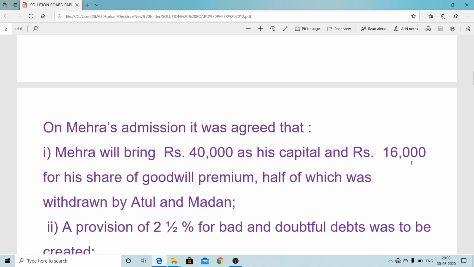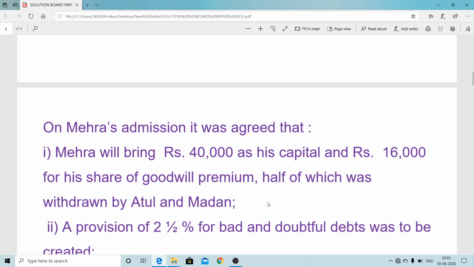We will apply the premium method. The entry is bank account debit to premium for goodwill. Second entry: premium for goodwill account debit to the sacrificing partners' capital, or old partners, within brackets sacrificing ratio. So that will be distributed, and half of which is withdrawn by the old partners. Both the partners have sacrificed. When you find out the sacrificing ratio, you will come to know that both partners have sacrificed and both got the benefit of goodwill, and both withdrew half of their amount.